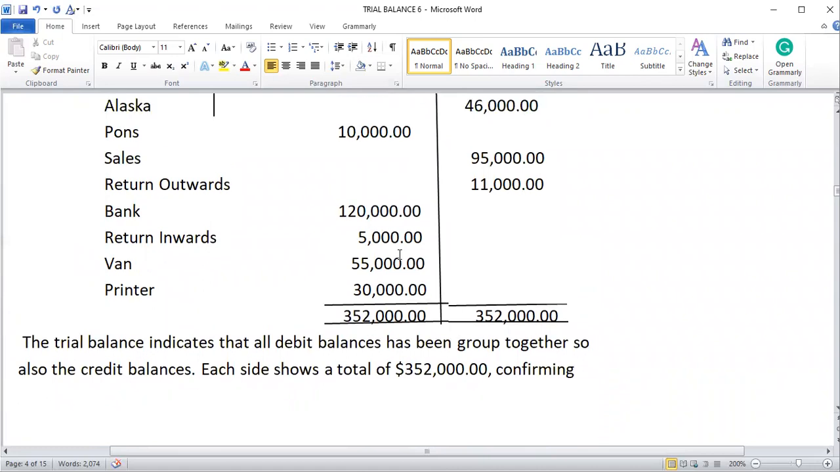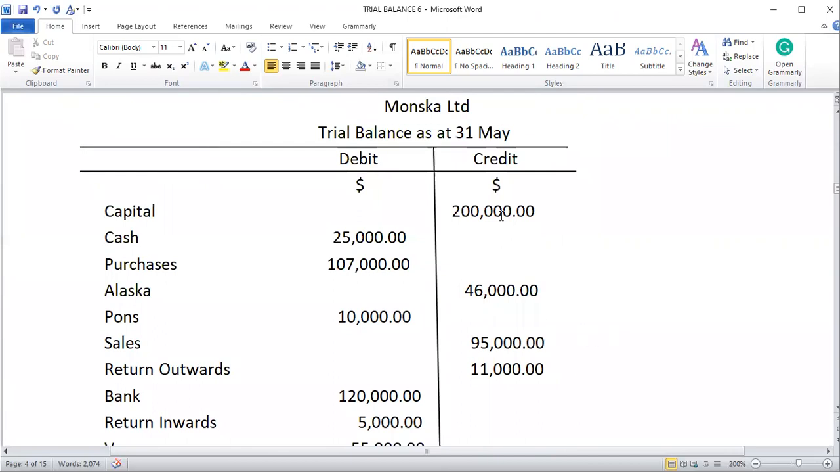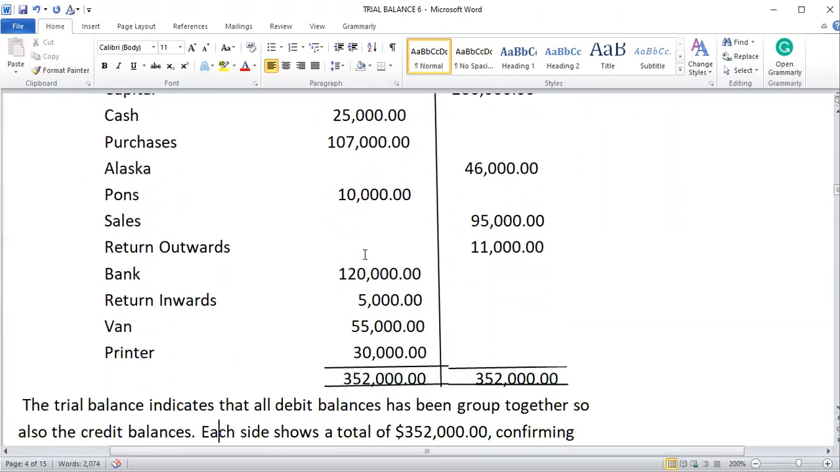Then when you finish, you have to add up also. We add up all the debit side, and it is what? $352,000. Then the credit side also will be added. Then it's what? $352,000, meaning that the ledger entry arithmetical accuracy is correct. So that's how we prepare the trial balance.